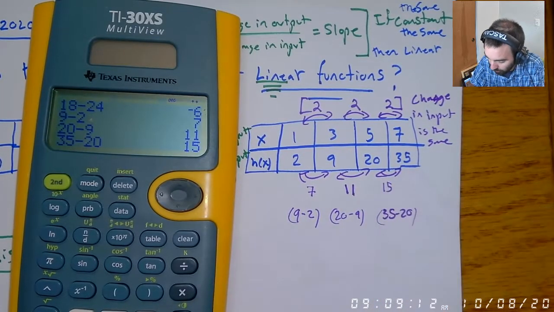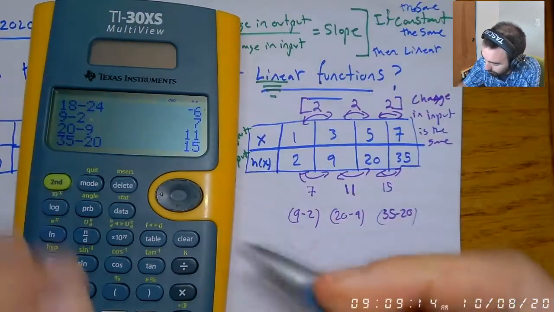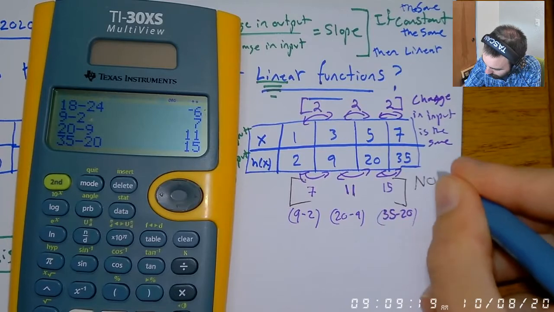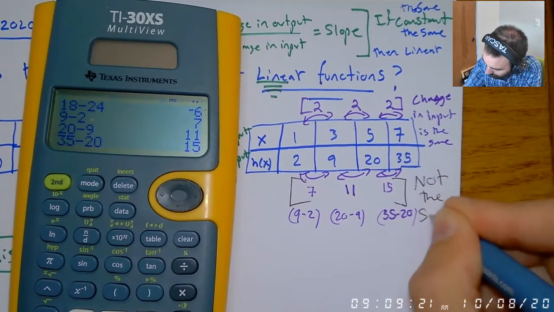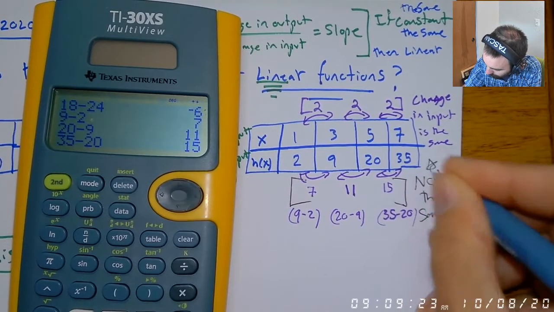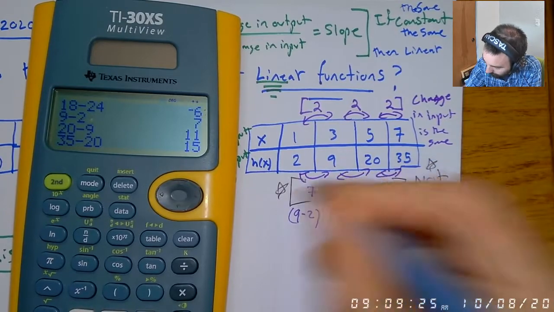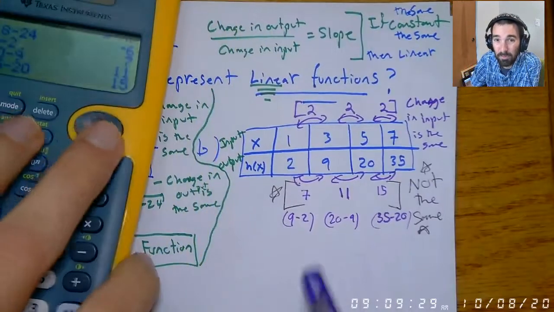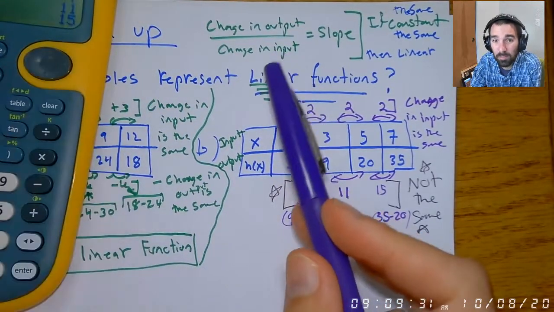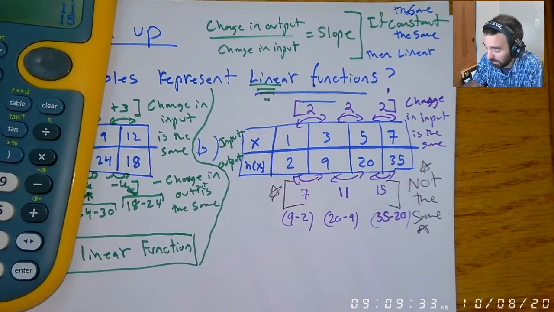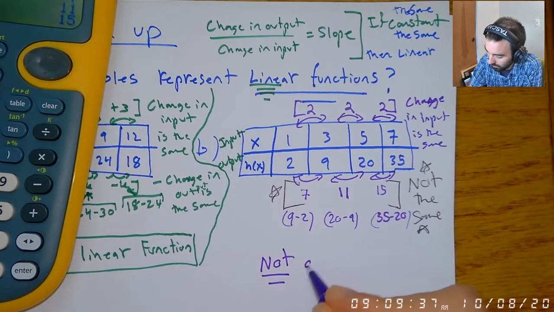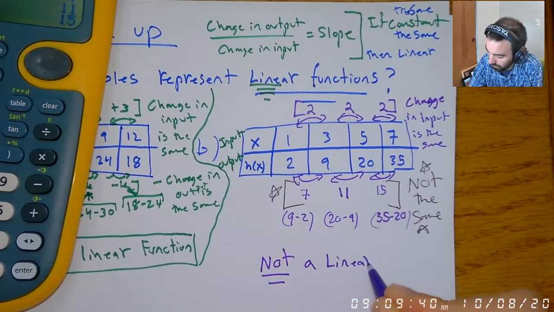Okay, so if we look here, these are not the same. Okay, not the same. So remember, for it to be a linear function, the change in the output and the change in the input need to be the same. So we're going to say not a linear function.